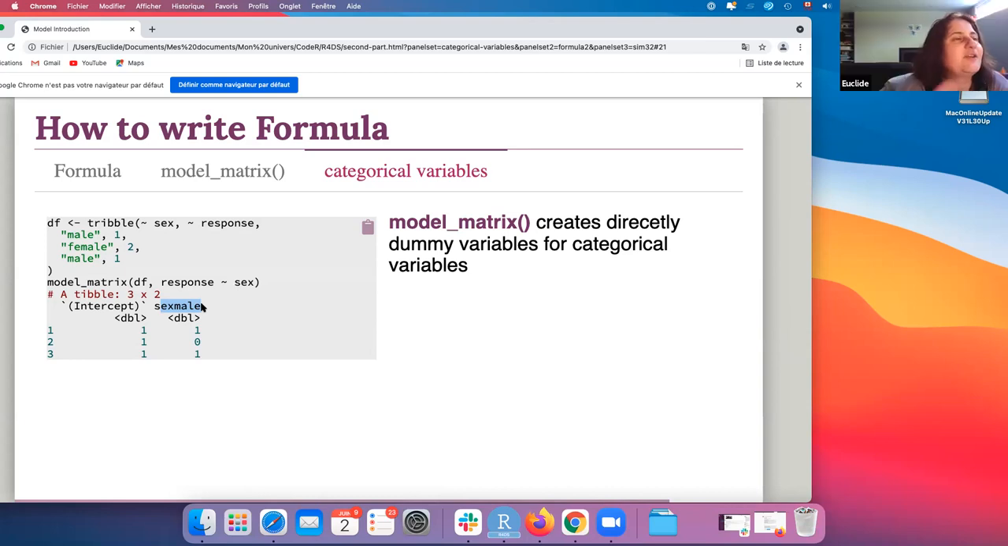Yeah, because the book didn't want to talk about it, but you know that all the variables in a model need to be independent. If we had sex male plus sex female, it would equal one all the time, so it won't work in any model.